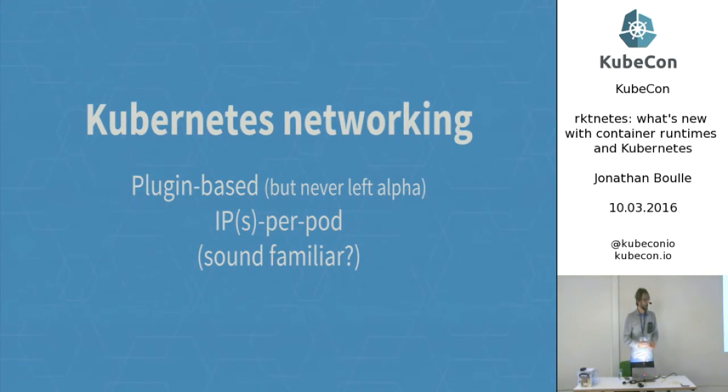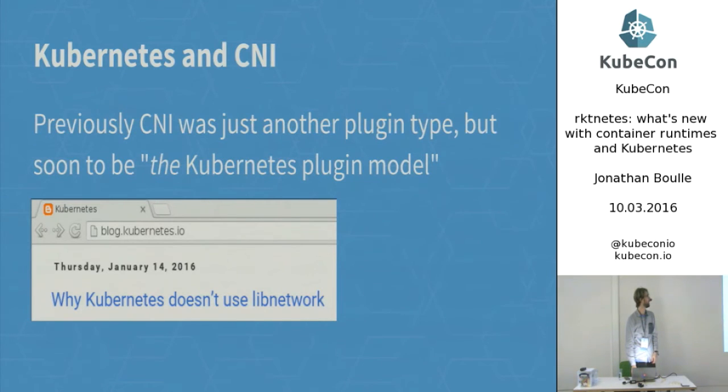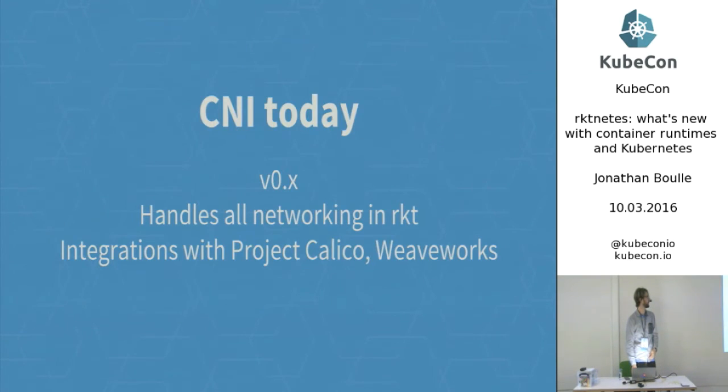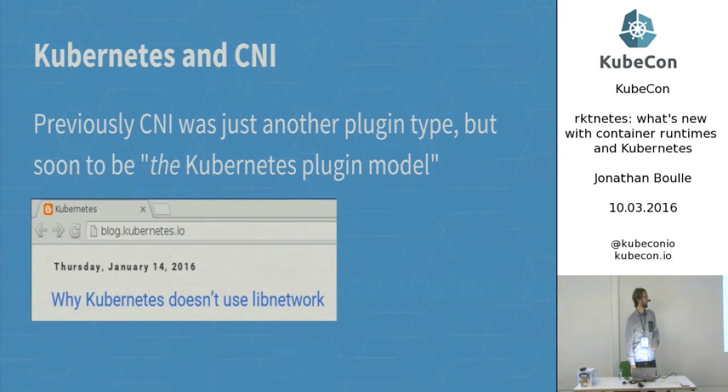So Kubernetes networking, from the beginning, had pretty similar design principles: it was going to be plugin based, and an IP is always assigned at the pod level. They had a plugin system, but it never really left an alpha stage. But recently they've decided that it's going to become the default plugin system for Kubernetes, which is really nice, because then all the work that everyone's done with CNI and the different plugins they've written will work natively with Kubernetes.